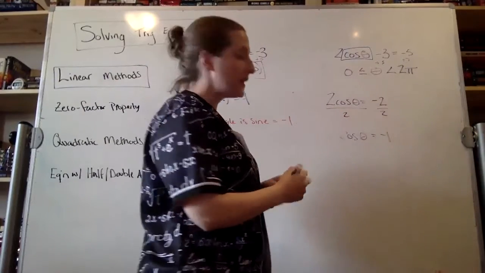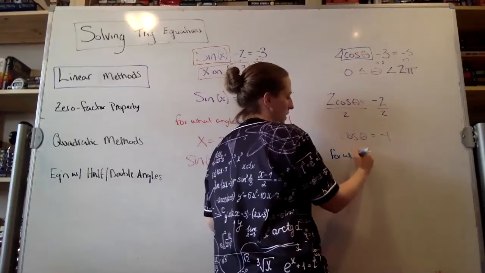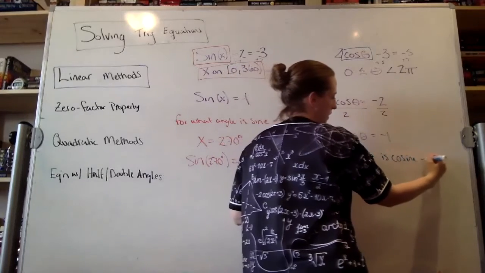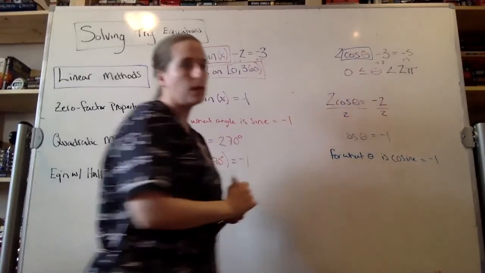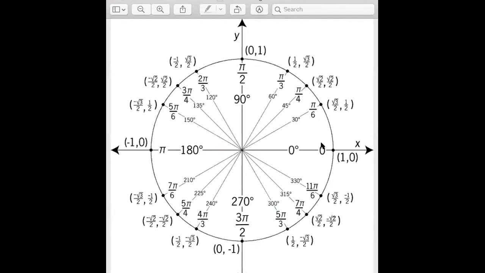So again, we're going to use our unit circle and ask ourselves, for what theta is cosine equal to -1? Okay, so let's go back to our unit circle real quick. On our unit circle, remember that cosine is our x value. We're looking for -1 in the x value. That happens over here at pi, or 180 degrees.